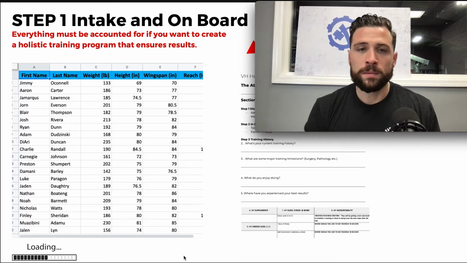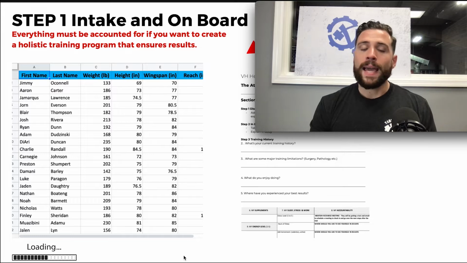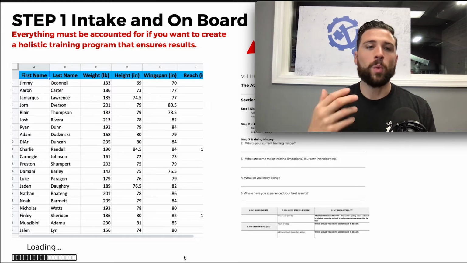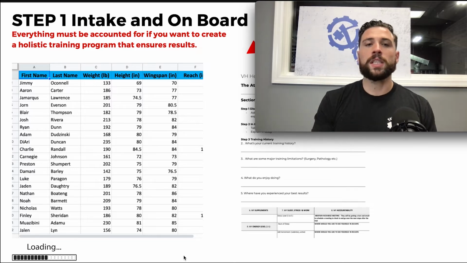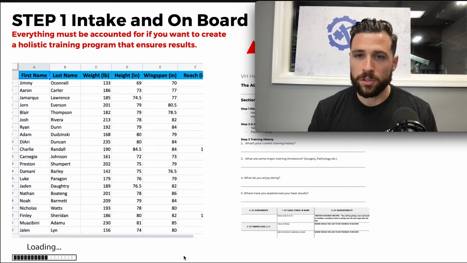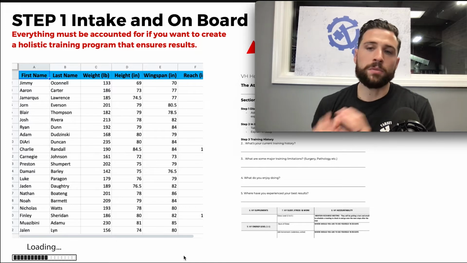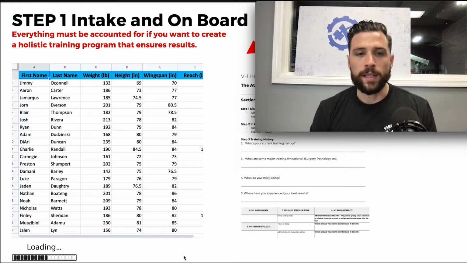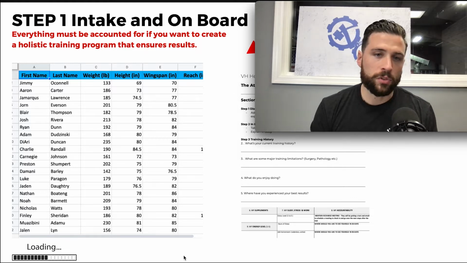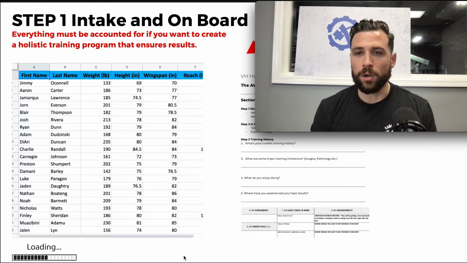Step number 1, intake and onboard. Everything must be accounted for if you want to create a holistic training program that ensures results. So here's an example of our onboard process, and I'm going to break down extensively our assessment process here. This is an example of an intake that we did for Adidas for their flagship program, the Jayhawks.